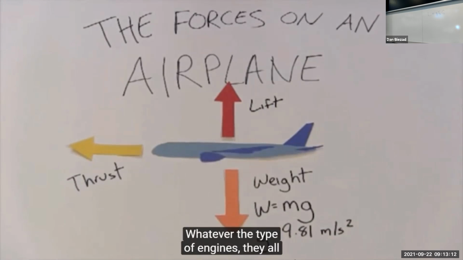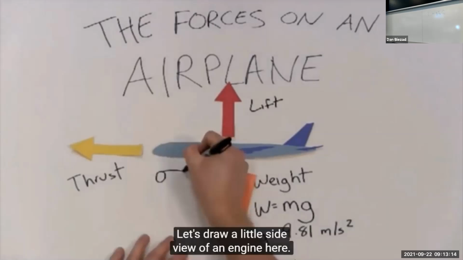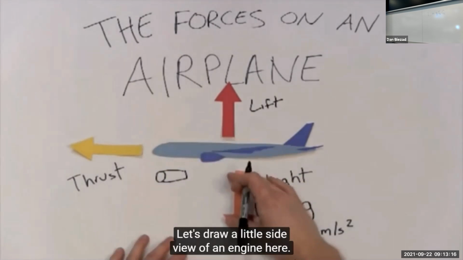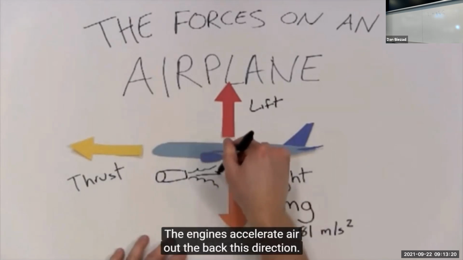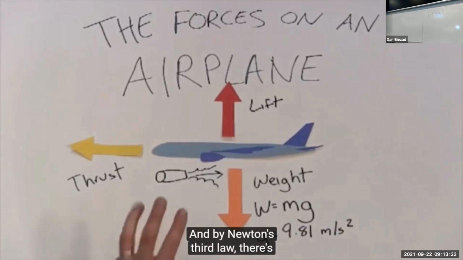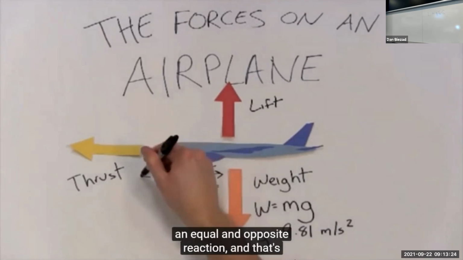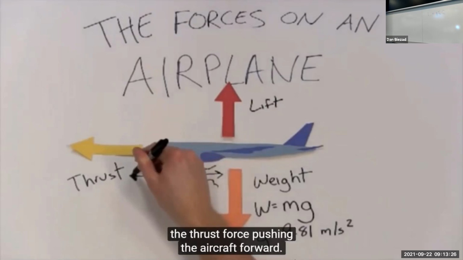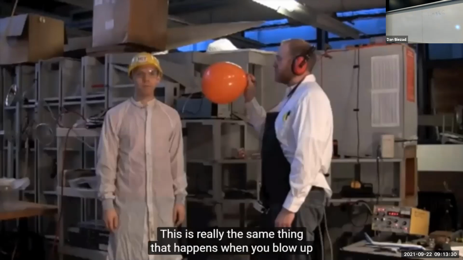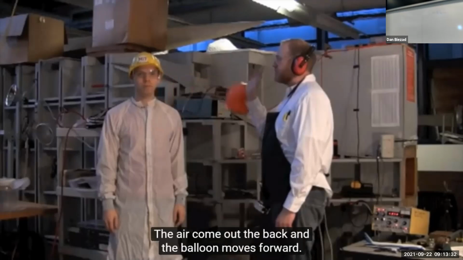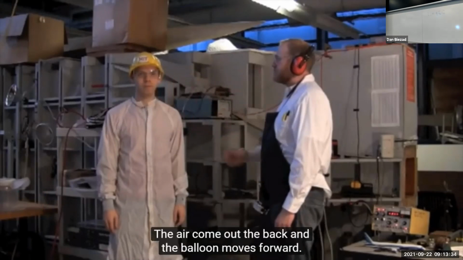Whatever the type of engines, they all work by the same principle. So if we draw a little side view of an engine here, the engines accelerate air out the back, this direction, and by Newton's third law, there's an equal and opposite reaction, and that's the thrust force, pushing the aircraft forward. This is really the same thing that happens when you blow up a balloon and you let it go. The air comes out the back and the balloon moves forward.